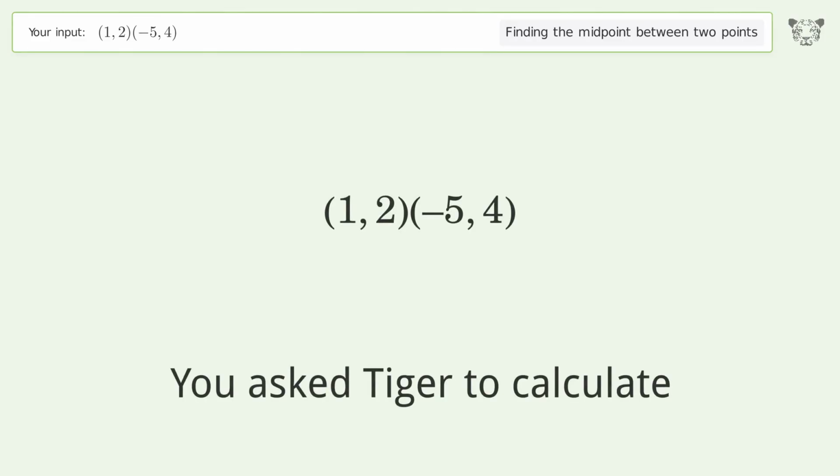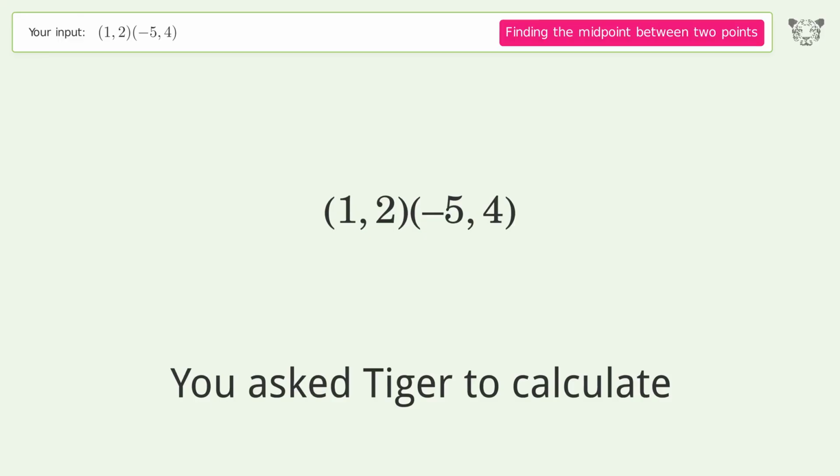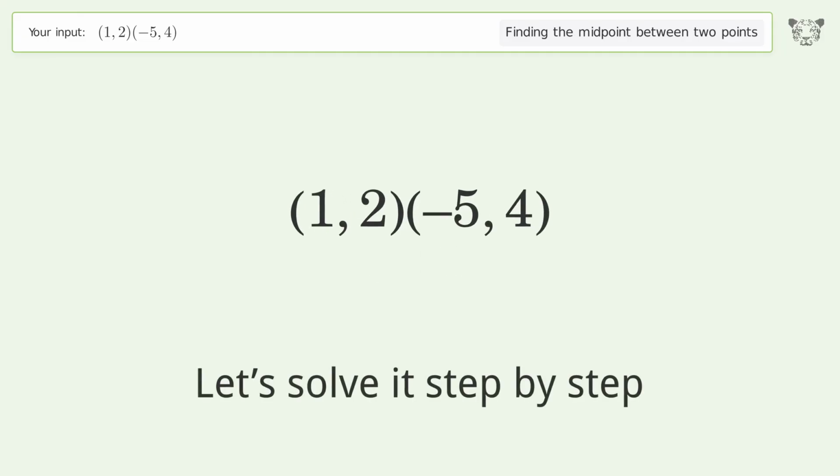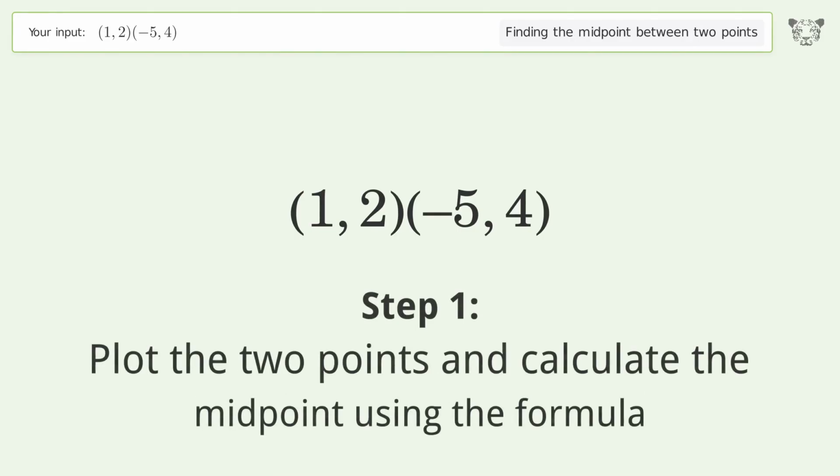You ask Tiger to calculate. This deals with finding the midpoint between 2 points. The midpoint between the 2 points is -2, 3. Let's solve it step by step. Plot the 2 points and calculate the midpoint using the formula.